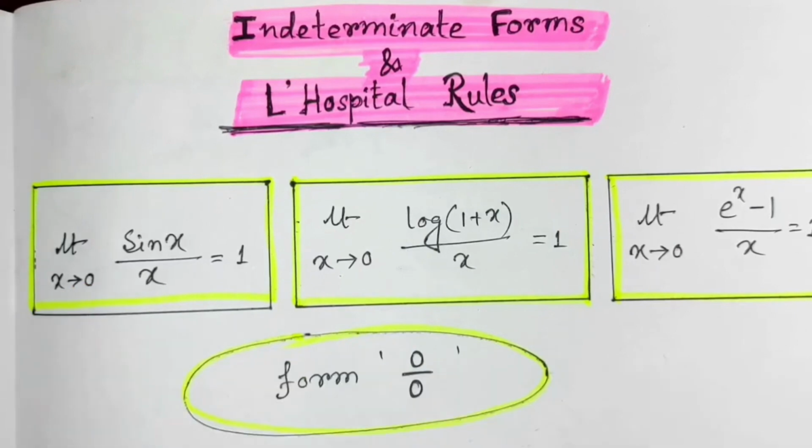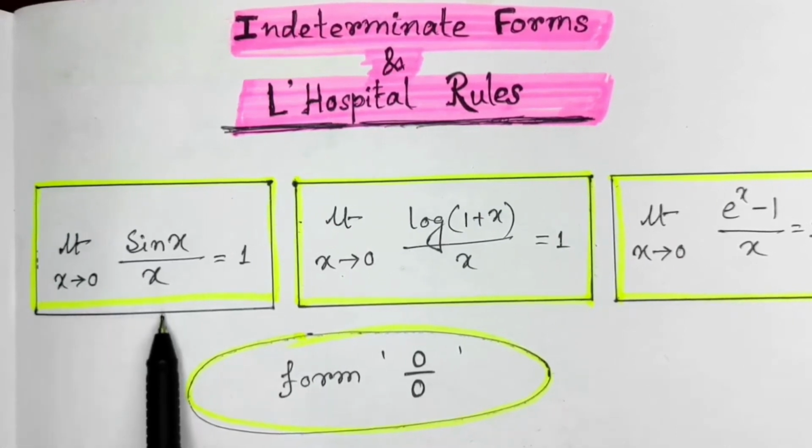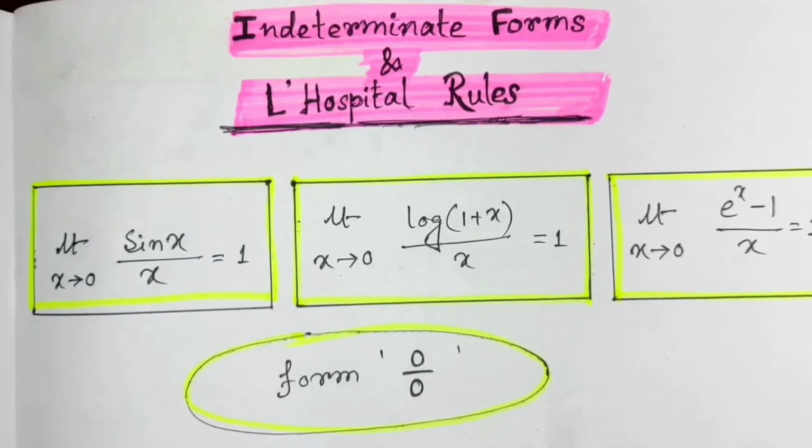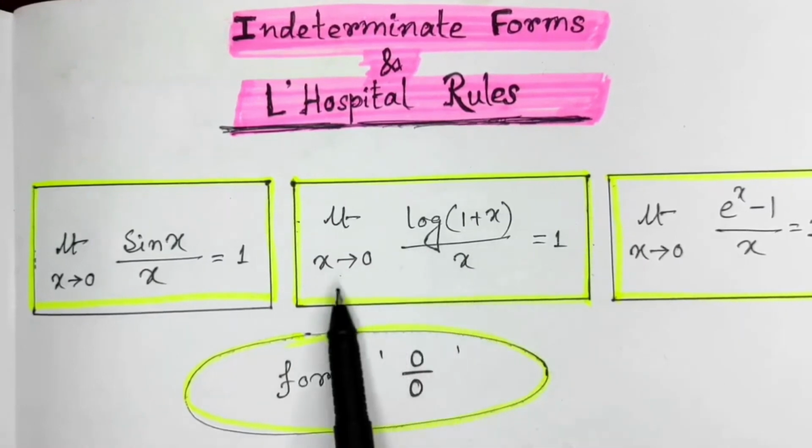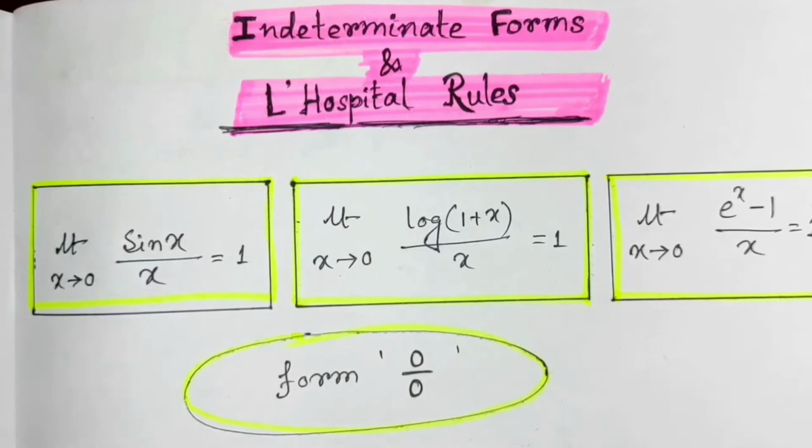First of all, what you can see here are a few limits, and I hope these limits are very well known to you. These are all standard limits, and you know that we remember or learn them as formulas. The limit as x tends to 0 of sin x by x is equal to 1, that we know. Similarly, the limit of log(1 plus x) by x as x tends to 0 is 1. Likewise, there are so many standard limits.